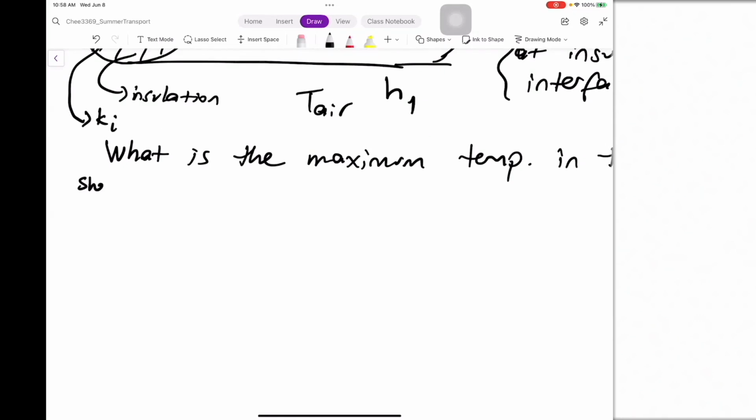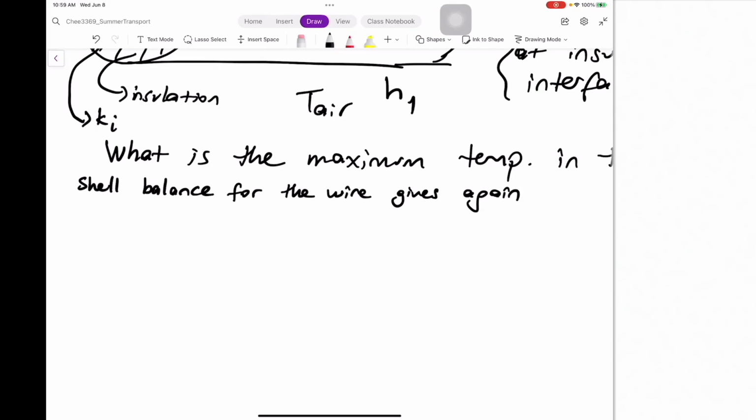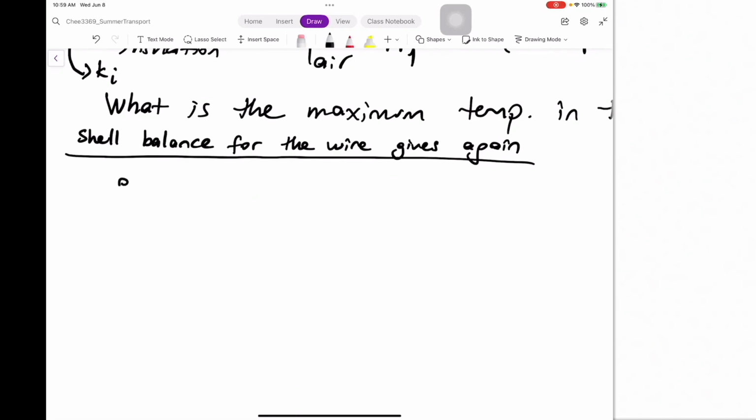So for the shell balance, you need to do the shell balance again for the wire and for the insulating material. You should do the shell balance for both. But the shell balance for the wire gives the same thing, because there's nothing changing within the wire. So we have the same shell balance, the same equation. You're going to have Q dot equal to the generation rate times R over 2. Nothing has changed. I don't need to go over this again.